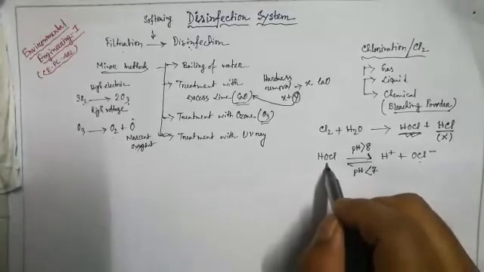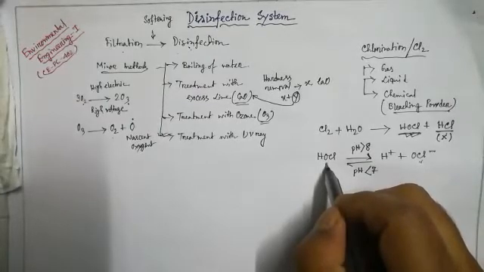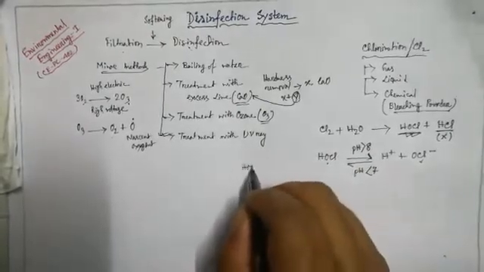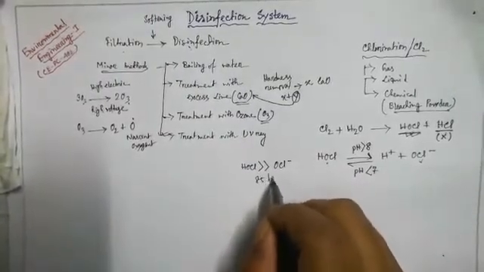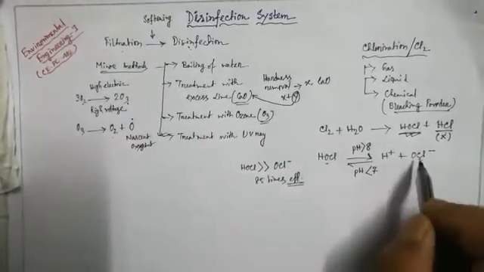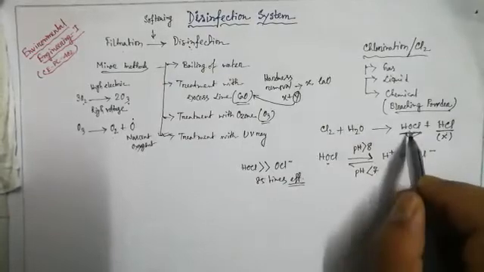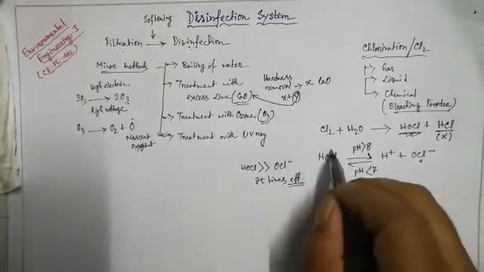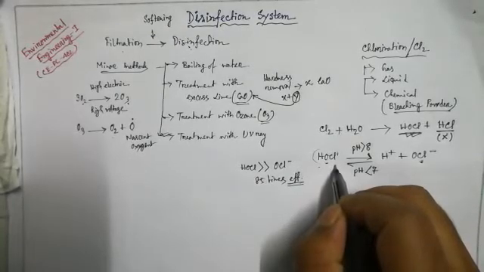Now this HOCl is hypochlorous acid, and this is the hypochlorite ion. Hypochlorous acid has much more efficiency for the disinfection process compared to OCl minus, about 85 times more. Always remember, HOCl has 85 times the efficiency of OCl minus. Whenever we add chlorine into a water sample, both will be produced. But your requirement is to maximize the amount of hypochlorous acid.